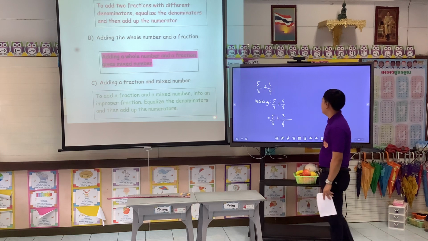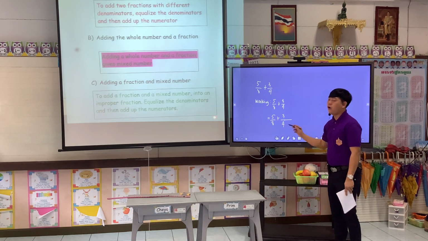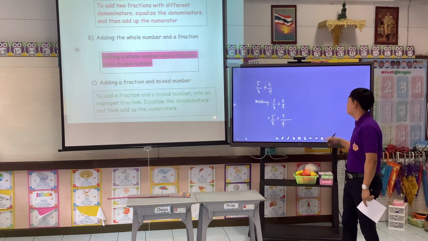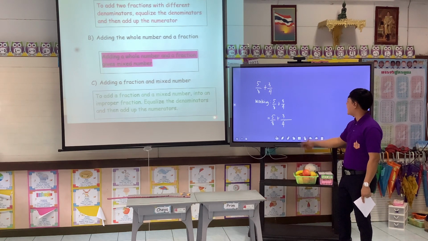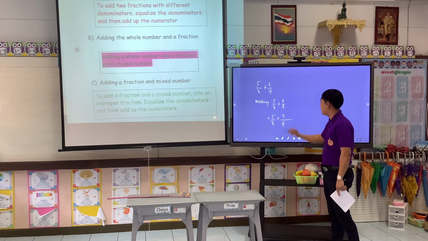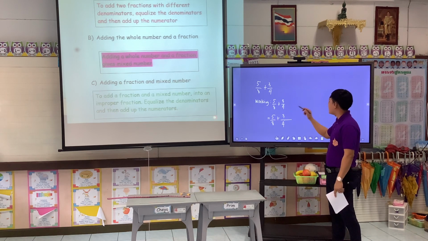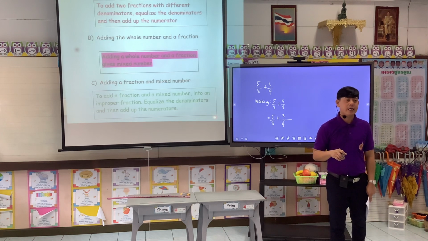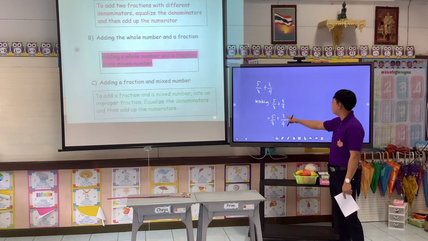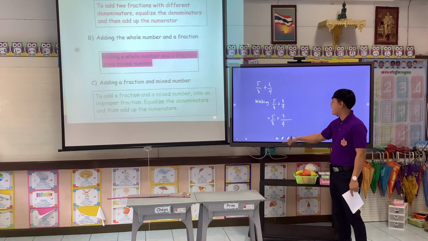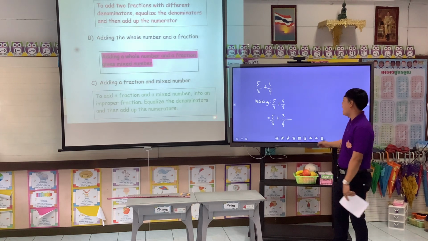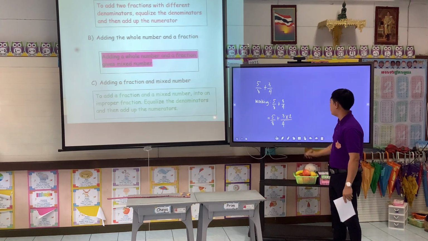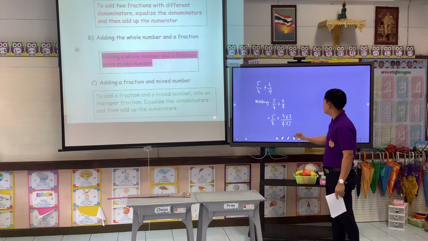So 8 and 4 are not the same. So what we are going to do is find a number that 4 can be multiplied by to be equivalent to 8. What number can be multiplied to both the numerator and the denominator? So 3 times, I think 2. Very good. 4 times 2.